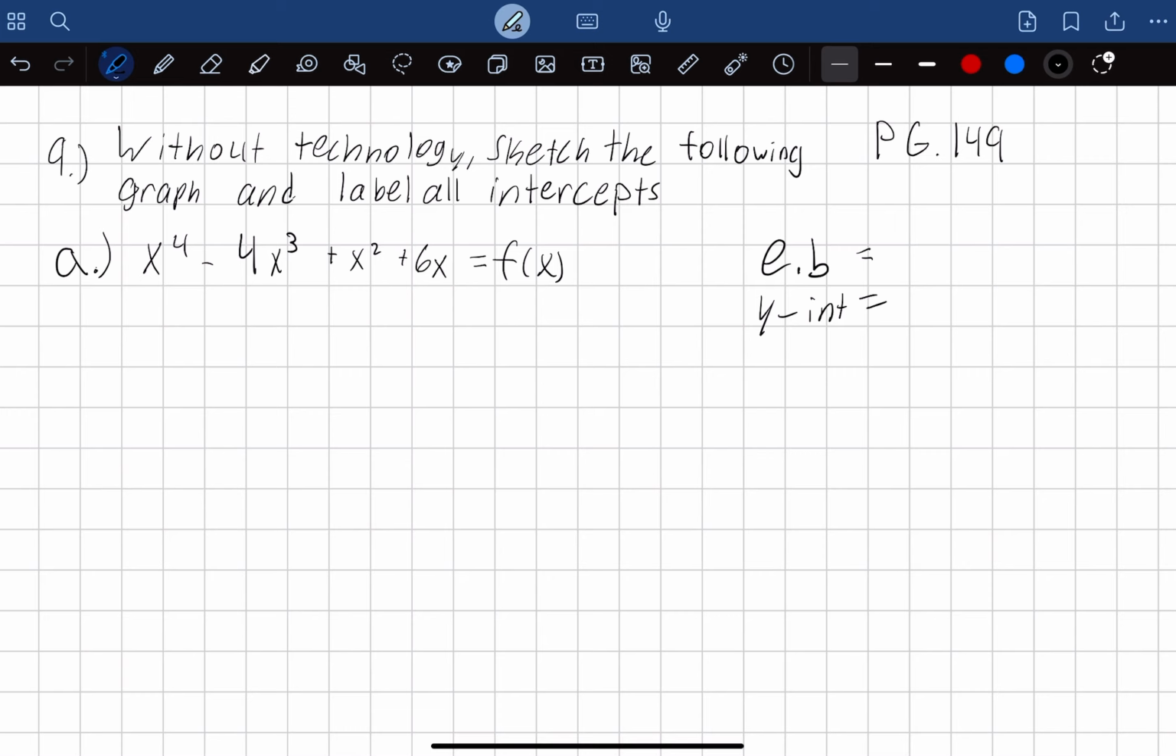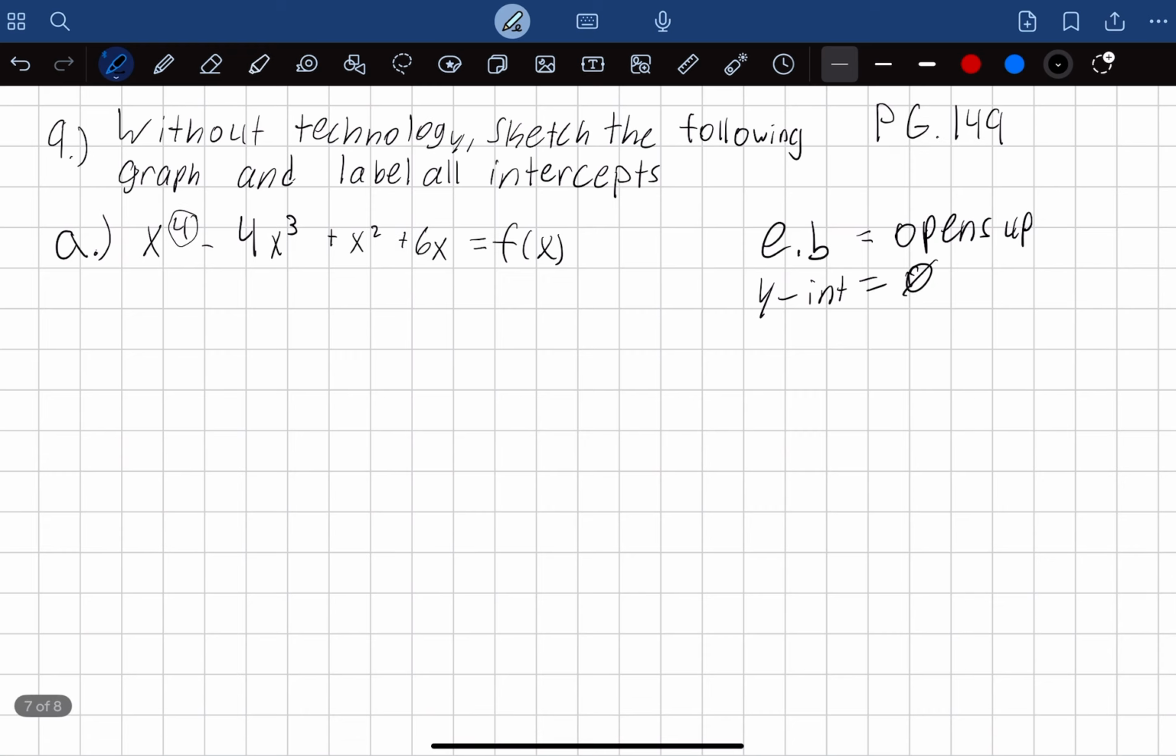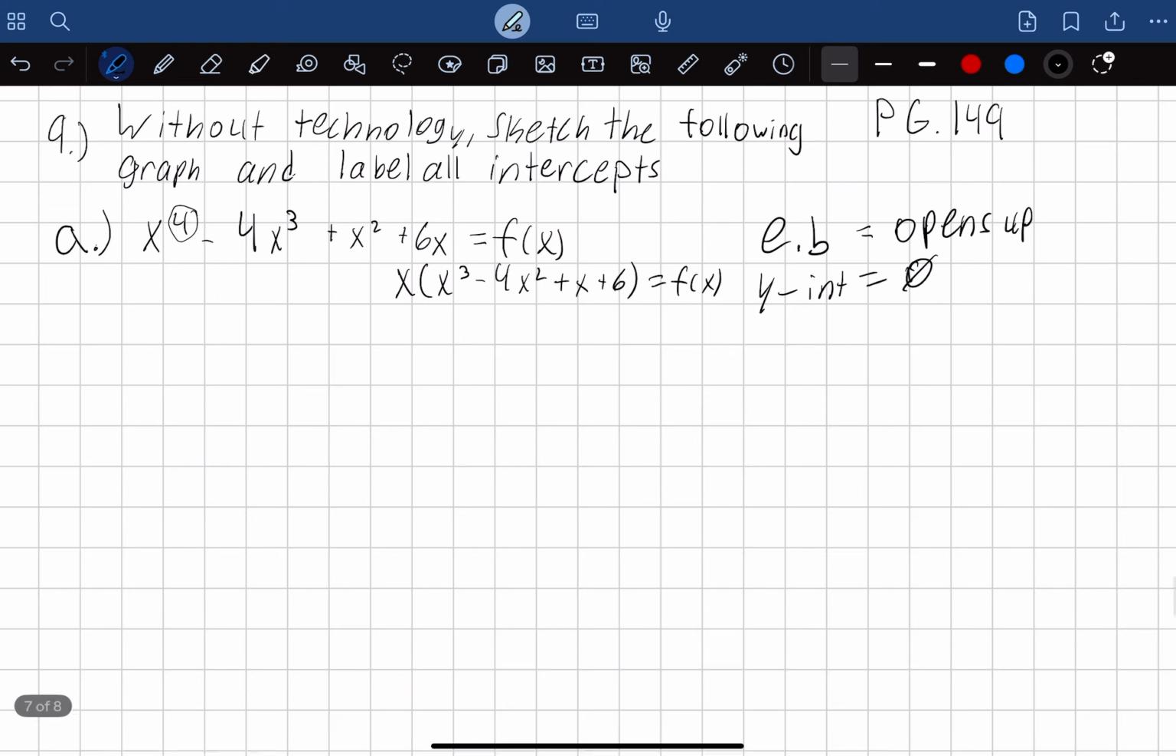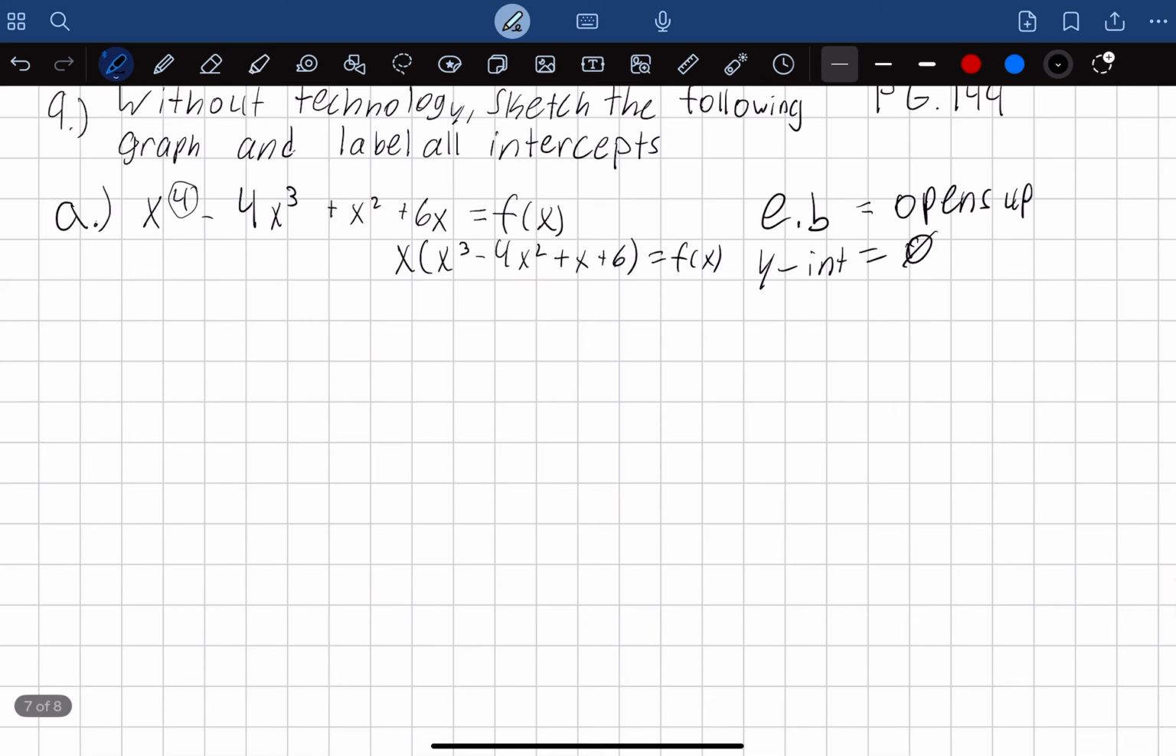So as we can see, we have a fourth degree function with a positive leading coefficient, meaning our end behavior is just opens up. We also don't have a constant term, which means our y-intercept is going to be equal to 0. Now, we just need to find our x-intercepts by factoring. So first, we're going to take out an x, and x cubed minus 4x squared plus x plus 6 has now become our function. Now, we need to figure out how to factor the inside.